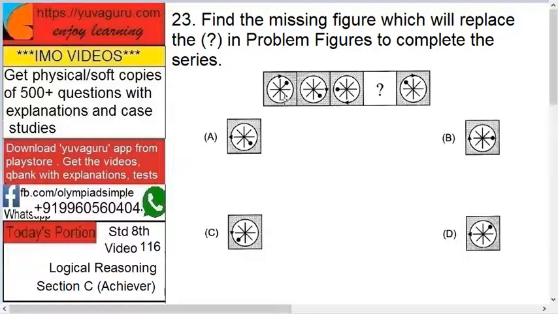Wise. So 1, 2, okay. Then 1, 2 and 3 now. See here. First it's moved 2, then it's moved 3. 1, 2 and 3. So next it will move 4. 1, 2, 3 and 4. It will be over here.